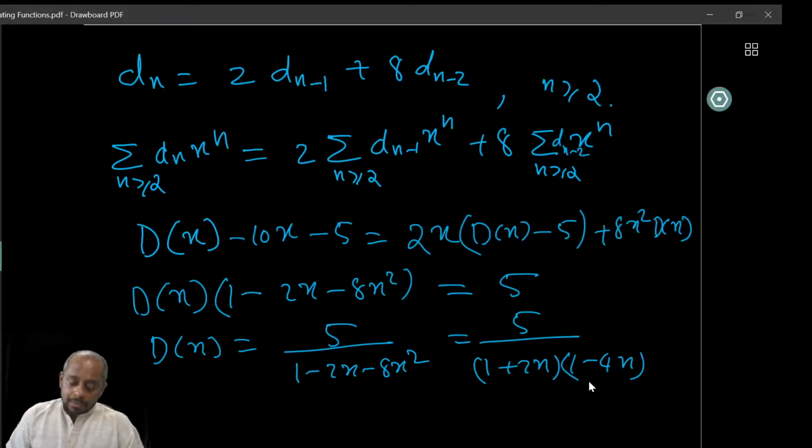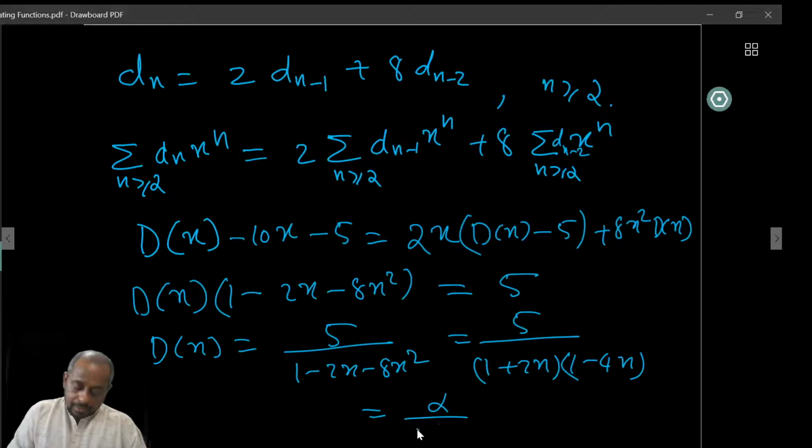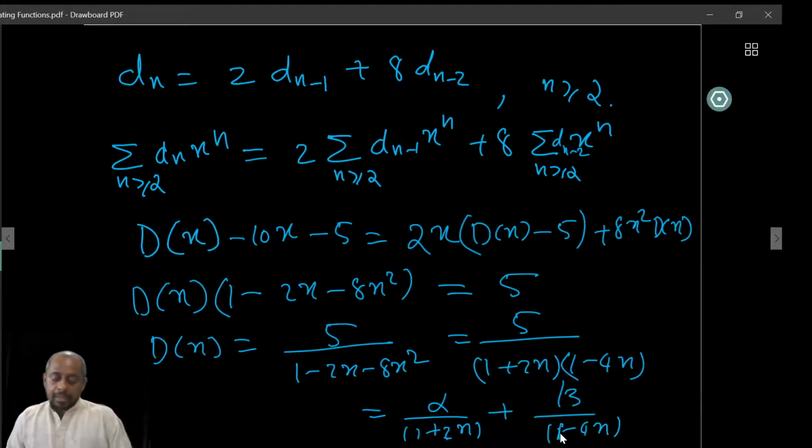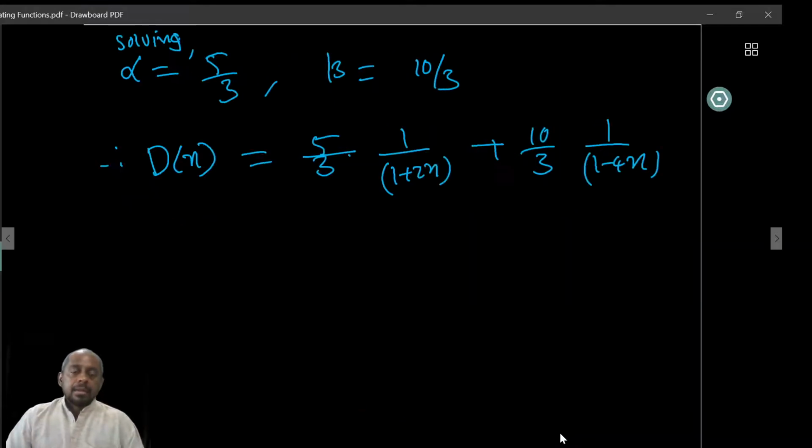Now you can write this as, let's say, alpha by 1 plus 2x plus beta by 1 minus 4x. So this is the standard procedure. Now if you solve for alpha and beta, then you will get alpha is equal to 5 by 3 and beta is equal to 10 by 3. You can work it out.